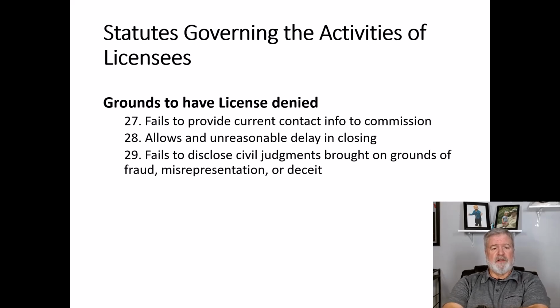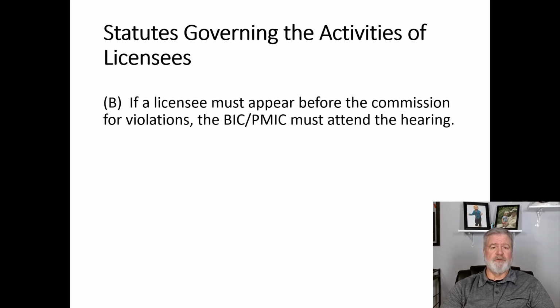And then 29, the last one, if you fail to disclose civil judgments brought on the grounds of fraud, misrepresentation, or deceit. If you have a judgment against you for any of this stuff, it has to be disclosed. And I will tell you, I don't know who's going to want to work with you once they know you've already got a judgment for fraud or misrepresentation or deceit or any of this stuff. None of this is going to bode well for you at all. So those are grounds, things that if you get caught doing, will certainly cause you to lose your license.